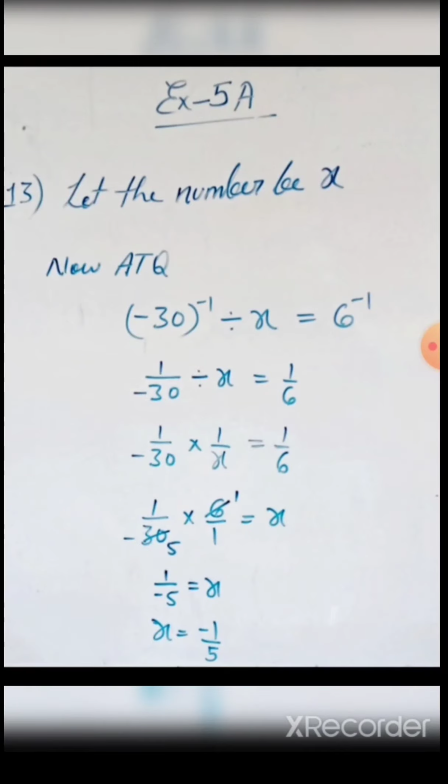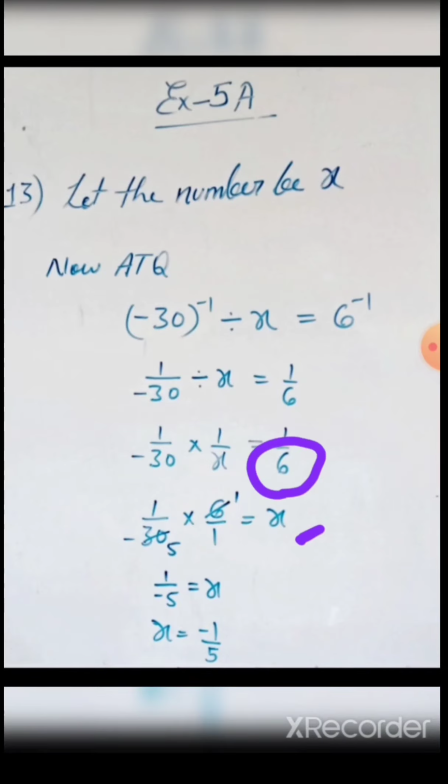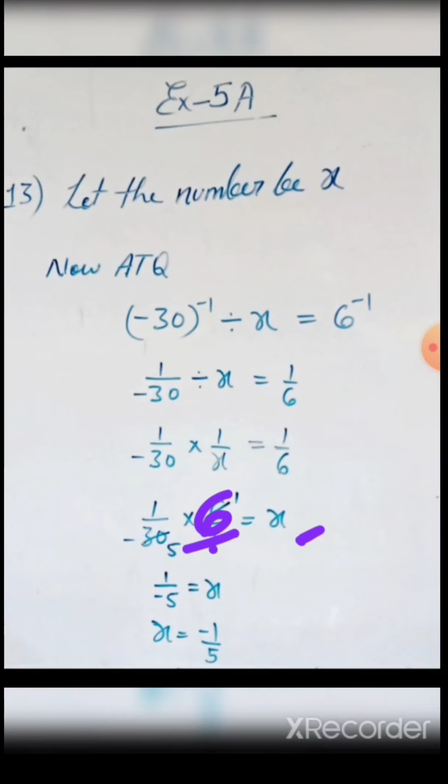Now we need to find the value of x, so we will transpose this x towards the right hand side. We now need x in the numerator. So x will come here, and we are transposing this 6 towards the left hand side, and it is in the denominator here, means divisor here. When it goes towards the left hand side, it will become a multiplier. So 1 by minus 30 into 6 by 1 it will be, we can skip this 1, we can write only 6.